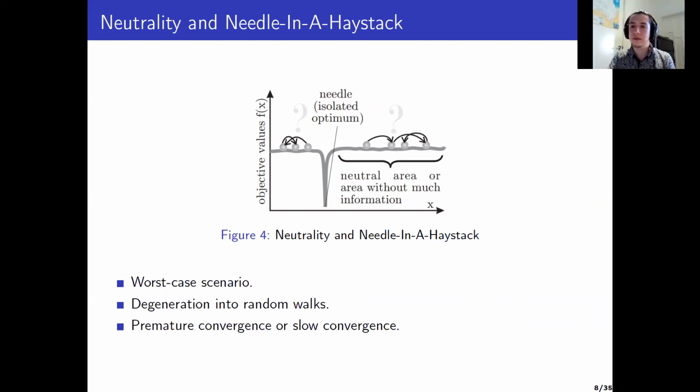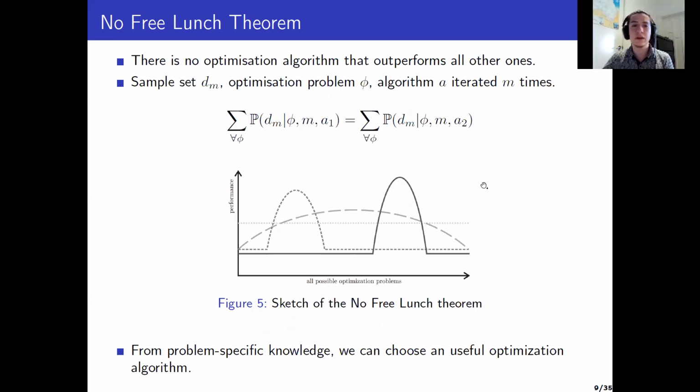So now the question is, if we have some different stochastic global optimization methods, which one will be the best, which one should we choose? And the answer is that there is no optimization algorithm that outperforms all other ones. This result comes from the no free lunch theorem, which says that if we talk about a conditional probability of reaching a sample set, so a set of values that we want to reach, given an optimization problem and an algorithm A iterated m times, then the sum of these probabilities over all possible optimization problems is independent of the algorithm that we choose. So this is the idea that this sketch is trying to show.